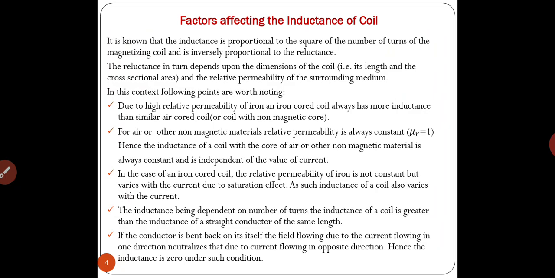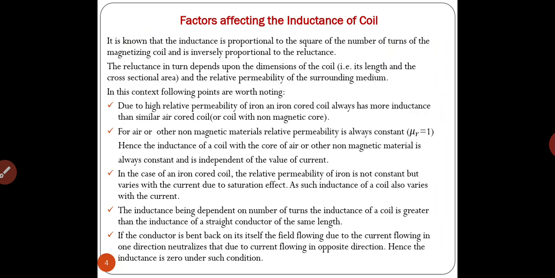So here we have clearly understood that the inductance is proportional to the square of the number of turns. If the number of turns is N, then the square of the number of turns indicates the inductance is directly proportional to the square of the number of turns of the magnetizing coil and is inversely proportional to the reluctance. In this context, it is worth noting the following points.